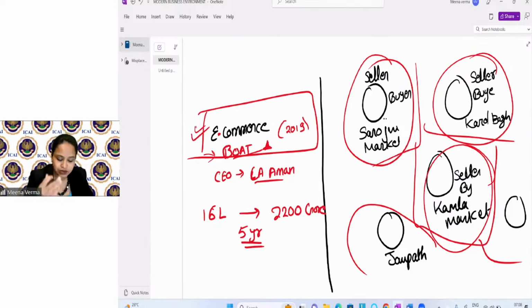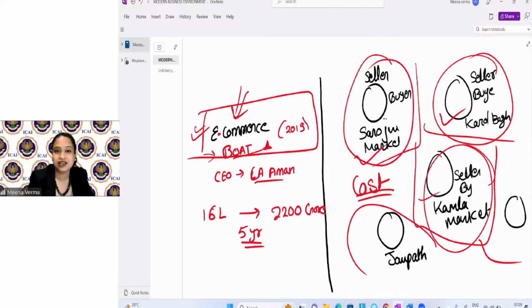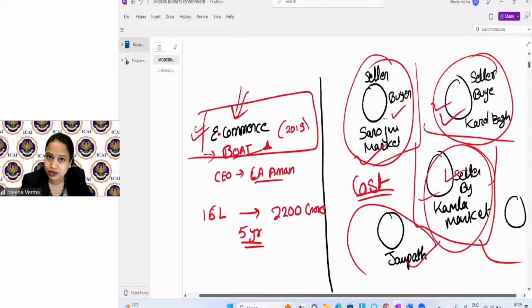So the point is that you can imagine, if we had a physical market, this physical market results in huge cost. And here you can imagine the cost of making a website is so much less as compared to a physical market, where you need to employ so many employees to sell the product. So what is happening? It is just an example.